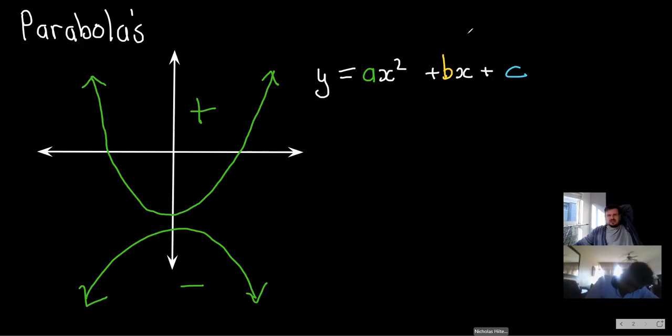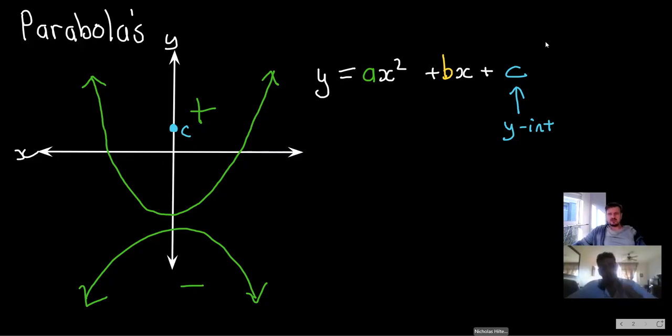Okay, now c is the same as with your straight line graph, right? So your c is your y-intercept. So this would be your c here. So whatever c is, it would be where it intercepts the graph.